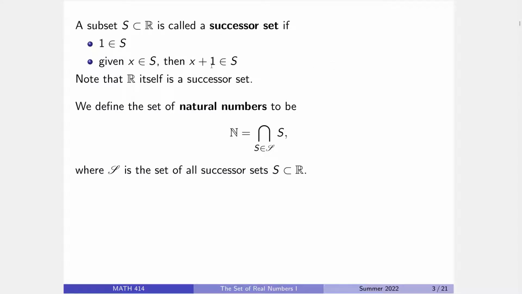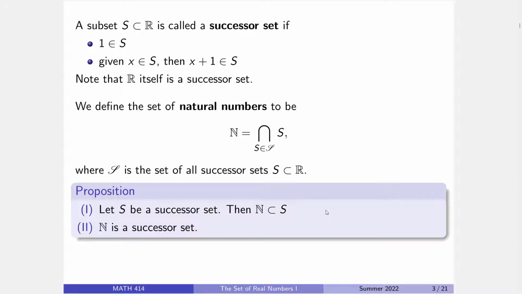Because the set of successor sets is non-empty, we can intersect all of them, and that's what the natural numbers are defined to be: the intersection of all possible successor sets. In particular, this definition is going to allow us to prove the following facts. The natural numbers are contained in any successor set, and the natural numbers themselves have the property that 1 is in there, and if you have a natural number, adding 1 to it remains a natural number. So in other words, what we're about to prove is that there is a smallest subset of the real line that has these two properties. Probably, you know, the set 1, 2, 3, 4, and so on.